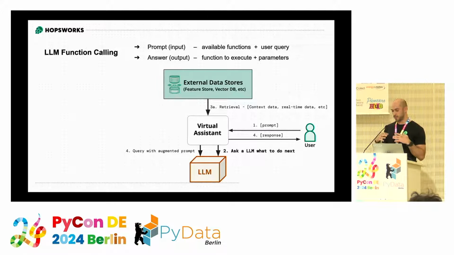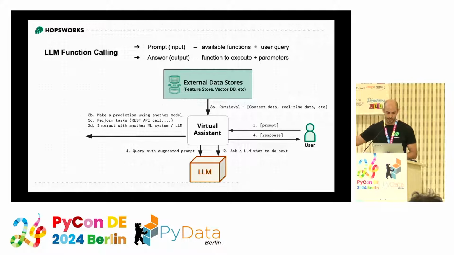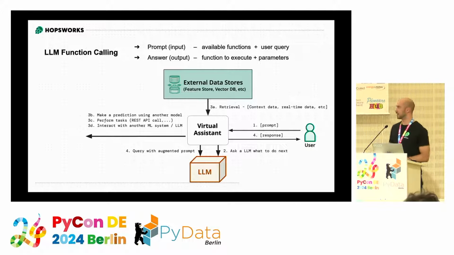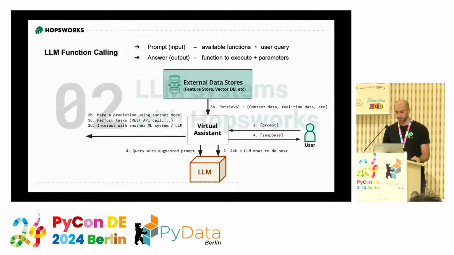But functions that retrieve information are not the only option with function calling. You can basically define any type of function and ask the LLM if it needs to be executed. For example, you can make predictions with a different model that is somewhere else, or you can perform tasks like calling a REST API, or interact with a whole different machine learning system or with other LLMs.